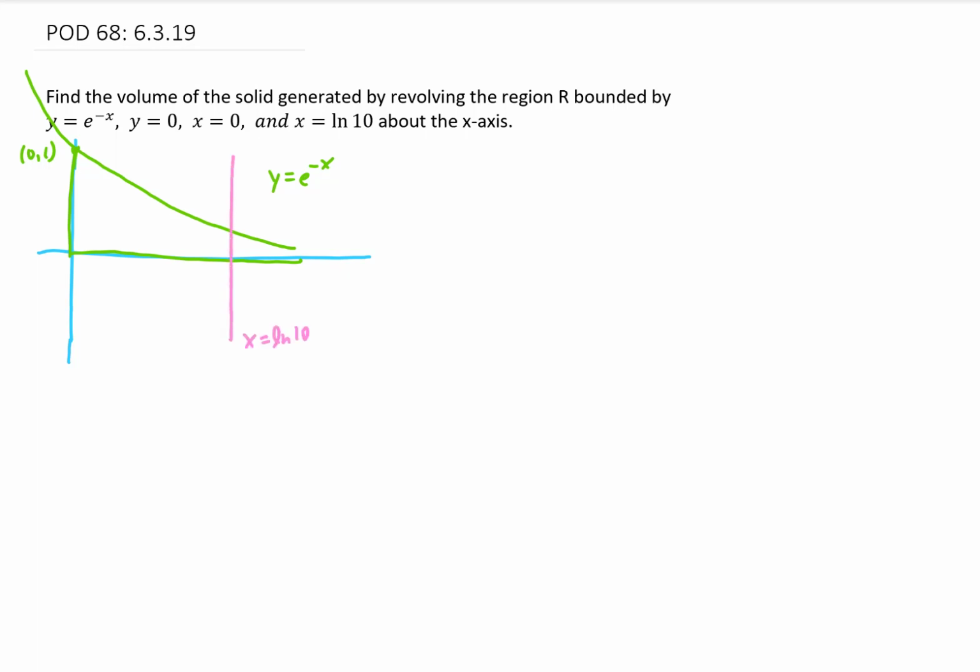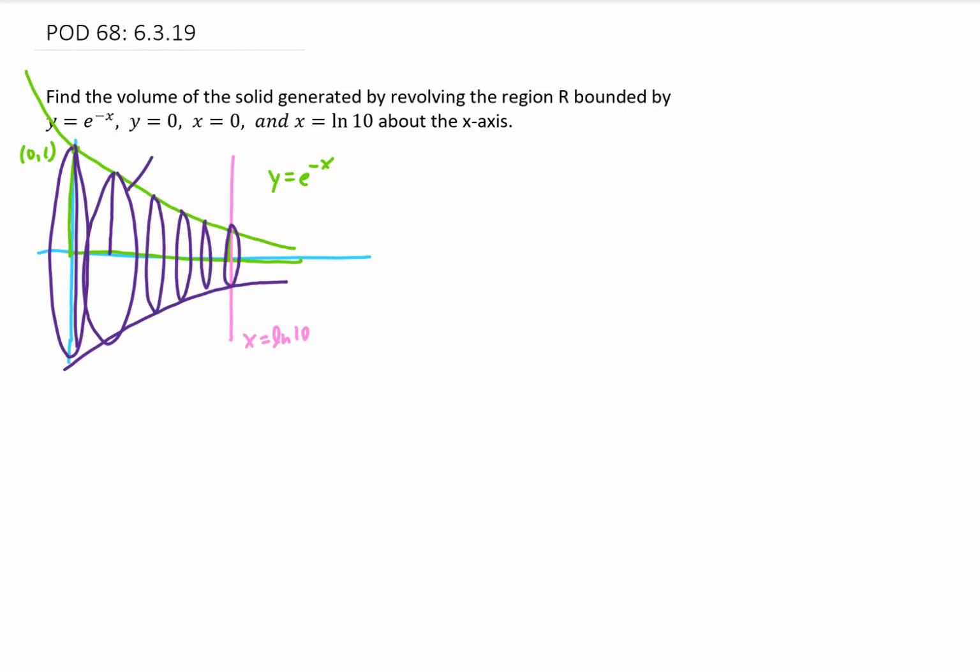The natural log of 10 is just a number. So we have this region here that we need to rotate about the x-axis. And the way that we do this is we split this region into little tiny pieces, and we rotate each one of those pieces around the x-axis. You'll notice that when we rotate this little tiny slice of this region, we get a circle. And when we rotate every single slice of this region, we get a lot of circles. And ultimately, this three-dimensional volume is going to look something like this.